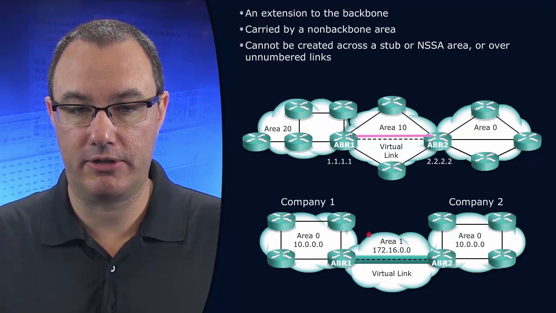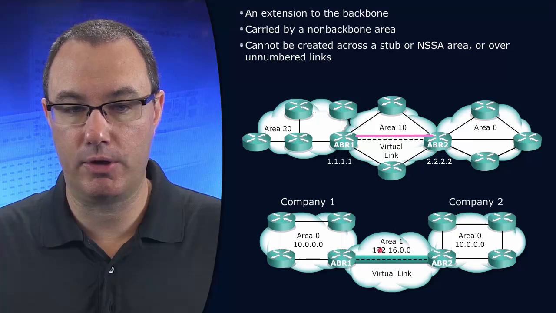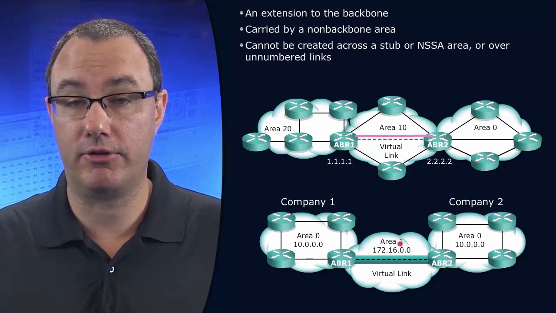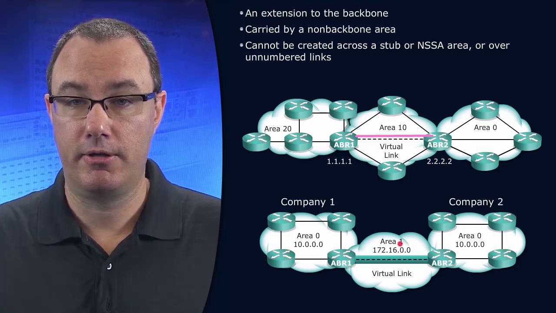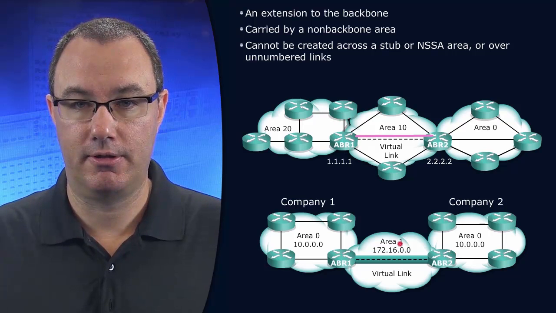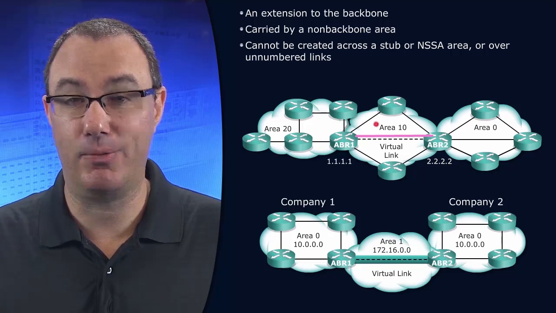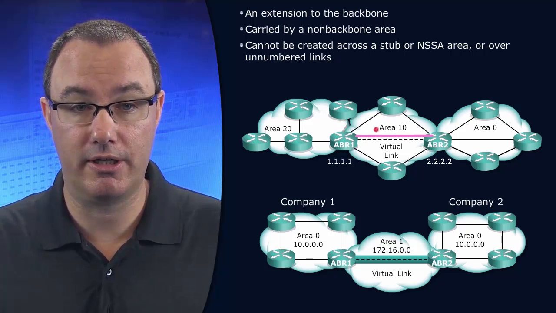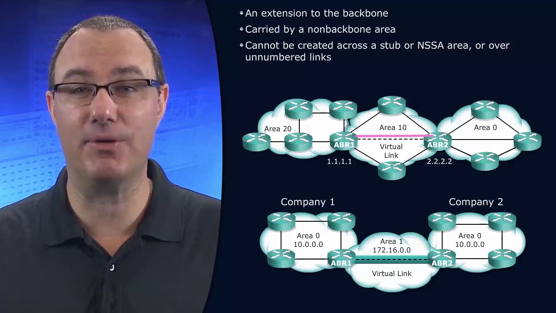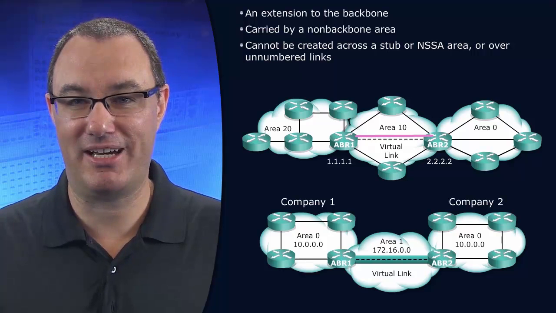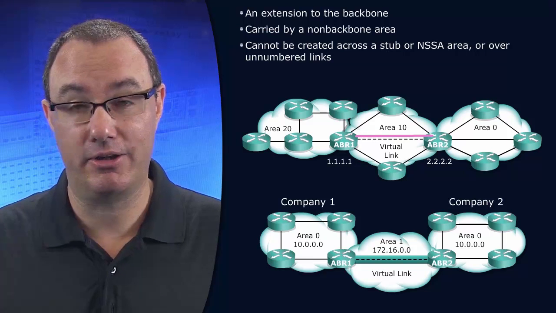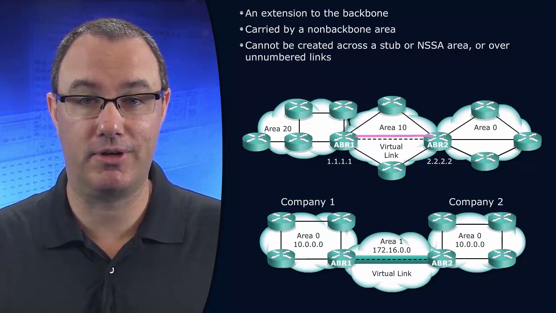So we would call this the transit area. Area 1 would be the transit area in the bottom topology. Can you tell me the transit area for the top topology? What would be the transit area for the top topology? Well, the transit area is the area that we are stretching the virtual link over, and it's area 10. I'll tell you, the transit area will never be area 0. Remind yourself of that when you're doing OSPF virtual link configuration, because sometimes you can second guess yourself on what the transit area is.